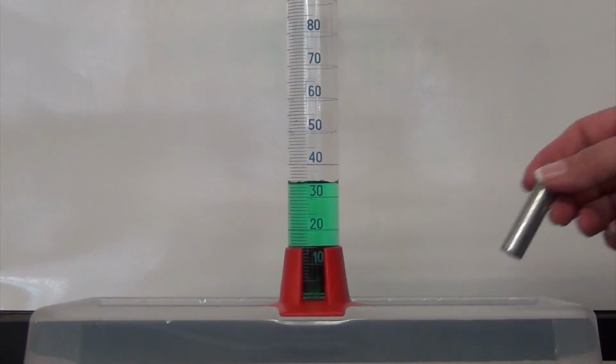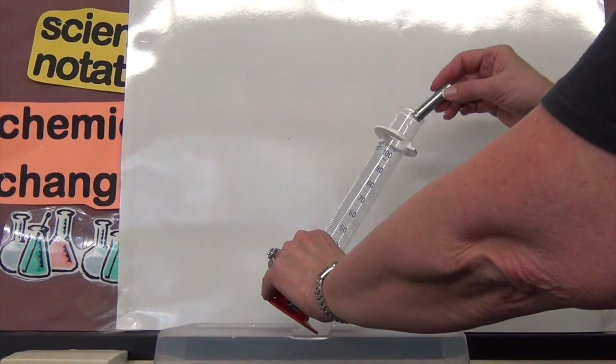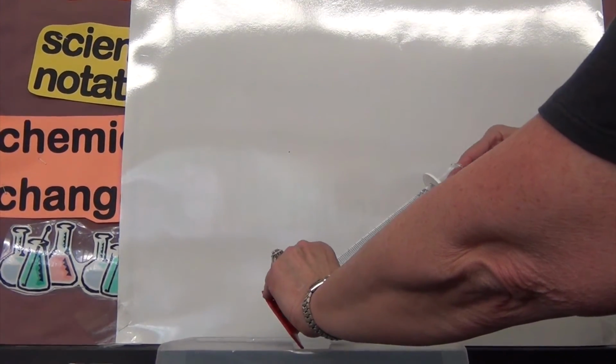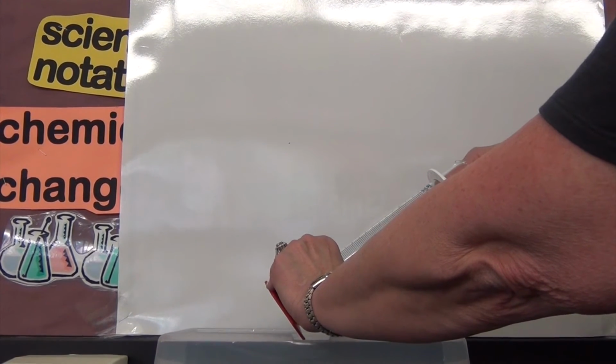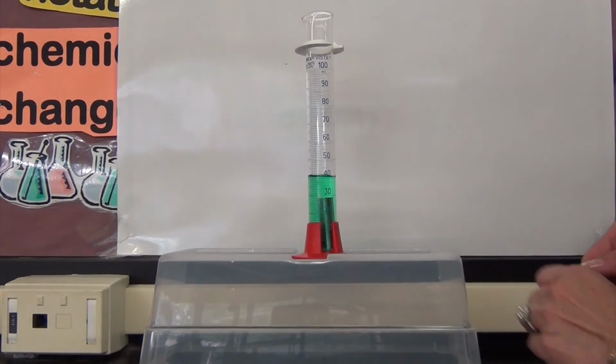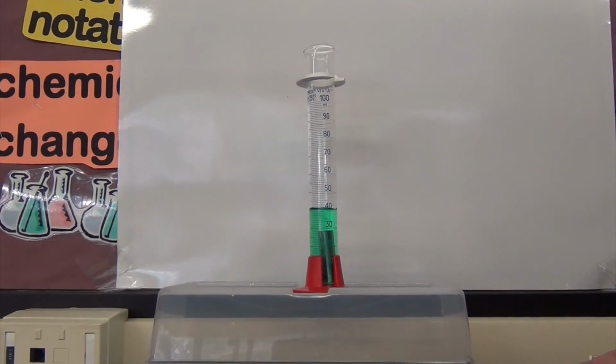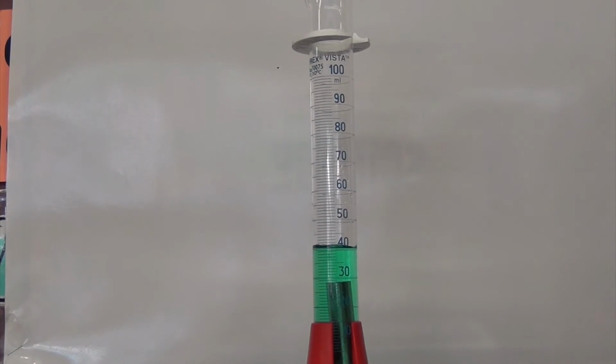I'm now going to place the object in the graduated cylinder gently. In order to do that, I want to slide it in. The cylinder is glass. A metal object can crack it if I drop it in. Now I'm going to take the final reading after I place the object in, and the difference will tell me the volume of the object.